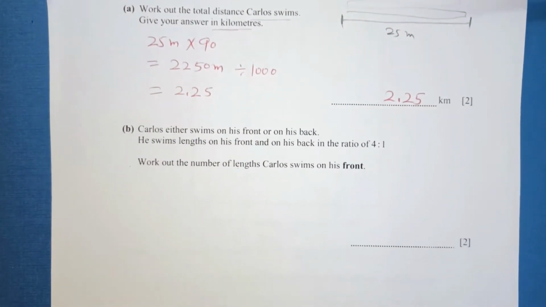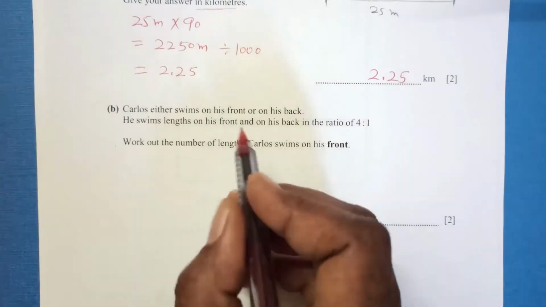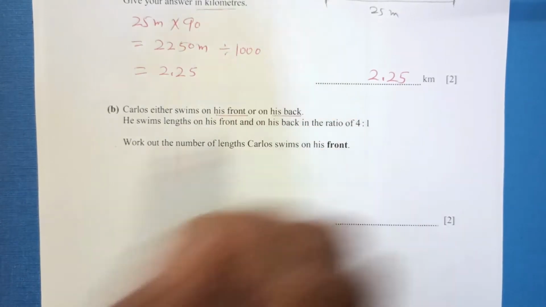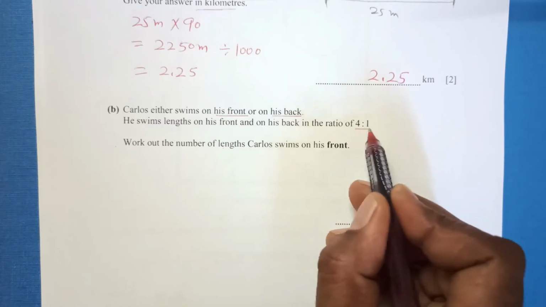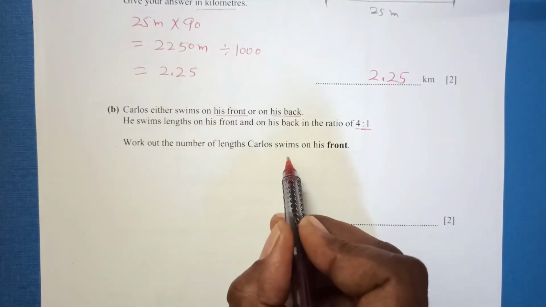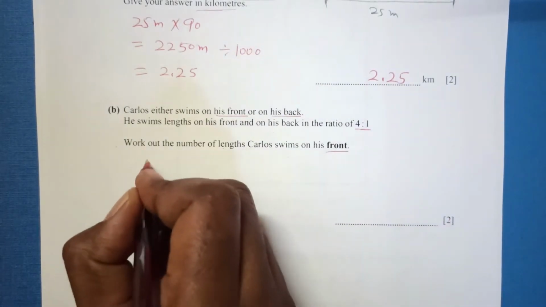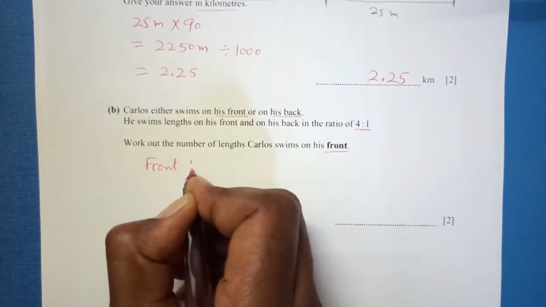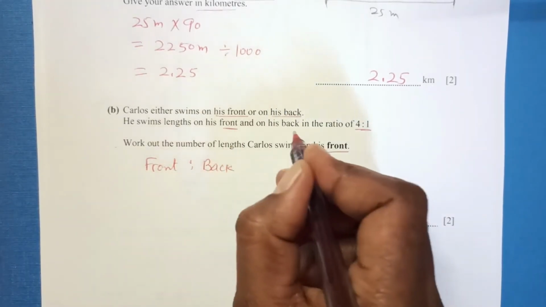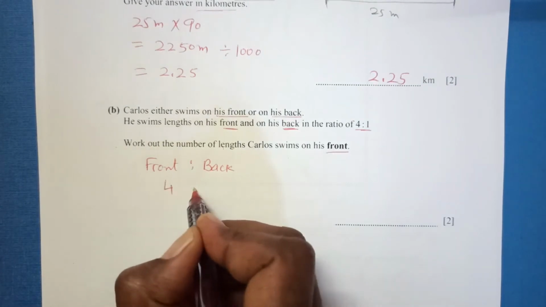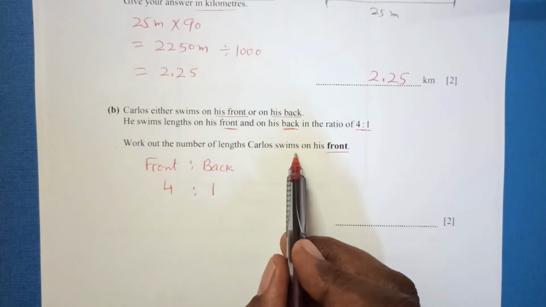Part B. Carl either swims on his front or on his back. He swims lengths on his front and on his back in the ratio 4:1. Work out the number of lengths Carl swims on his front.